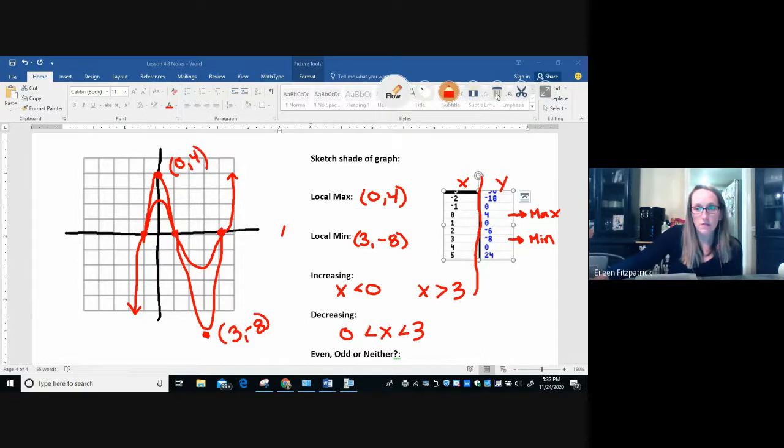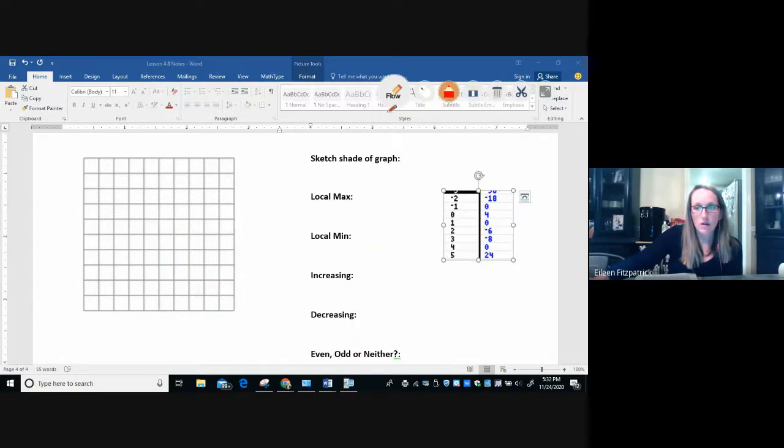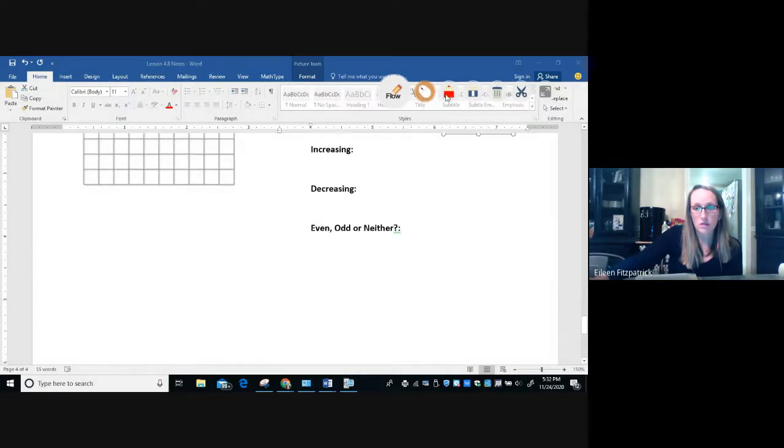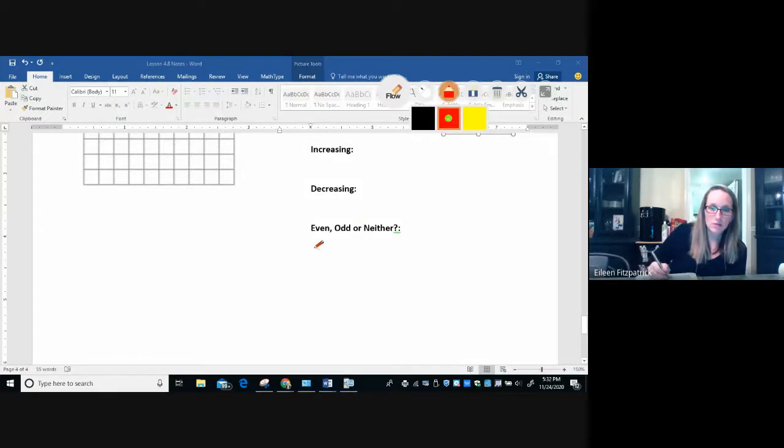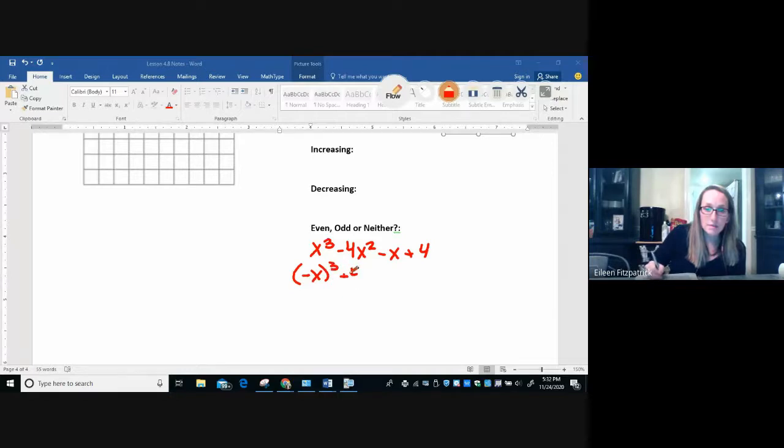Let me erase all this. So for the even or odd, what you're going to do is write down the function. This one is already in standard form, which makes it easy. So it's x cubed minus 4x squared minus x plus 4. Substitute in negative x's and let's clean up and see what happens to all the signs.